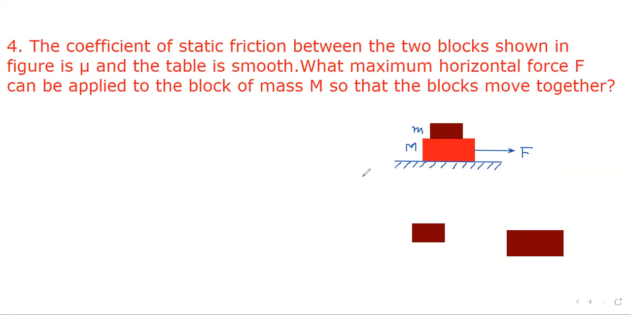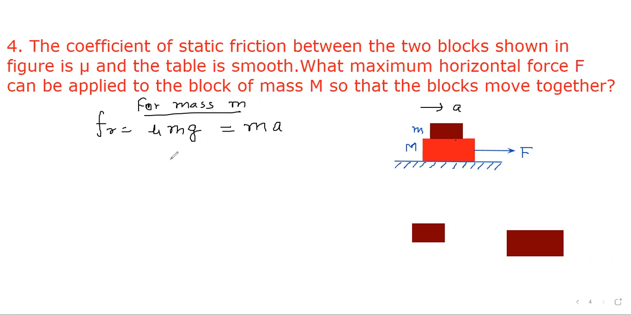The next question says, the coefficient of static friction between the two blocks shown in the figure is mu and the table is smooth. What maximum horizontal force F can be applied to the block of mass M so that the blocks move together? So here, the frictional force between the two blocks will provide the acceleration. We are talking about the smaller mass, small m. So the frictional force will provide the acceleration. Frictional force will be mu mg, which will give, suppose the acceleration is a, so ma. So from here we get a equal to mu g.